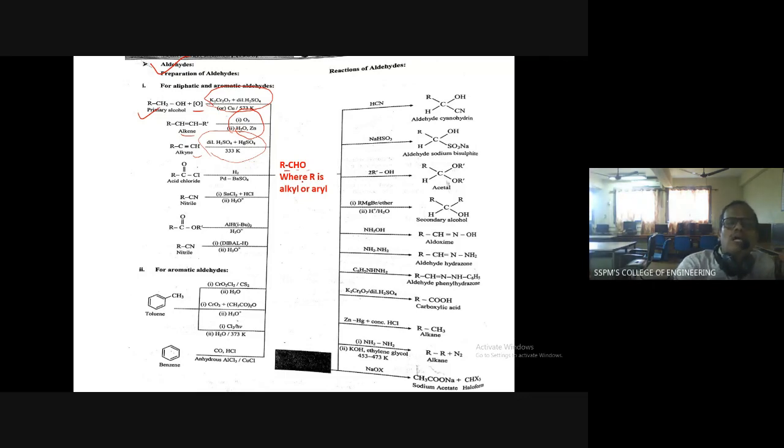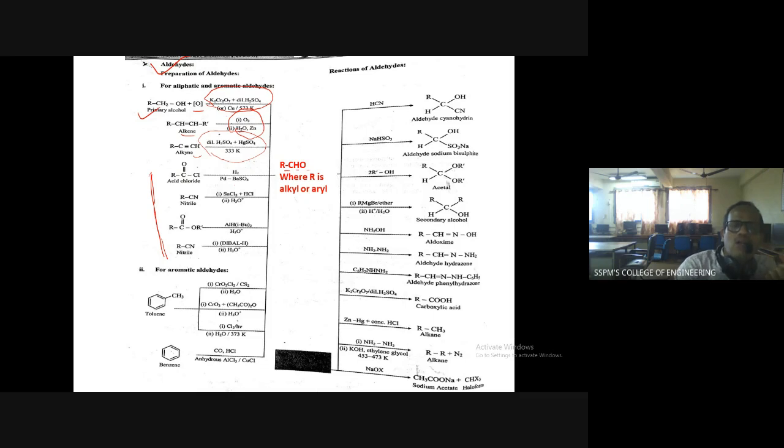Acyl chloride also we can have same aldehyde. This is from cyanide. Now we see in case of acyl chloride, cyanide, ester or nitrile, these four compounds, here we need to reduce because they already have an oxidized functional group, either C double bond O or C triple bond N. So here we have to reduce, means we have to add hydrogen and catalyst. Then we can have aldehyde.